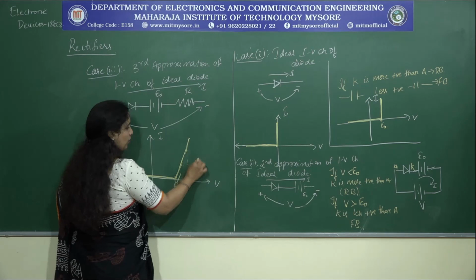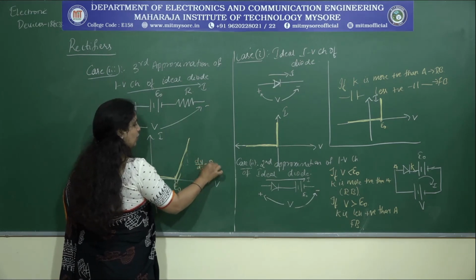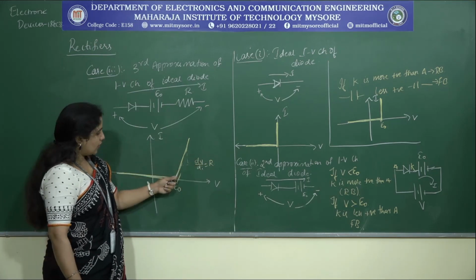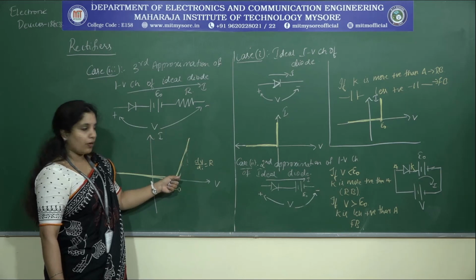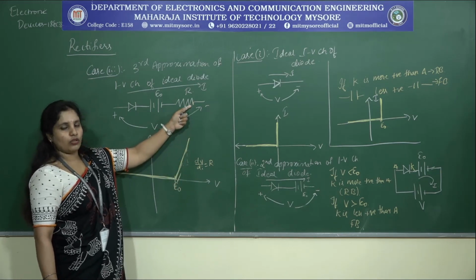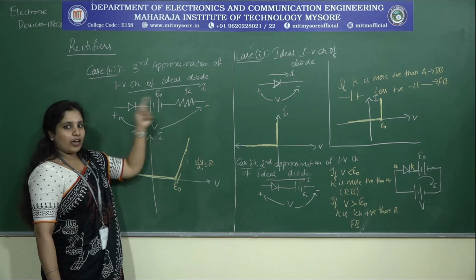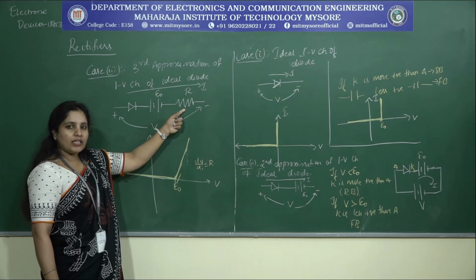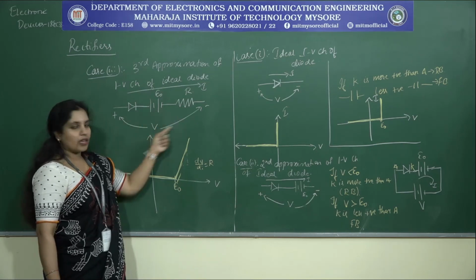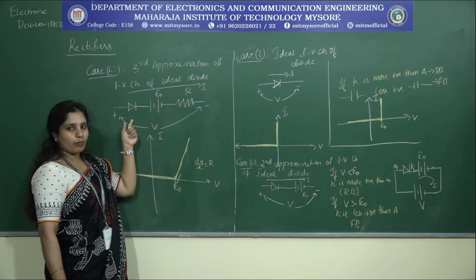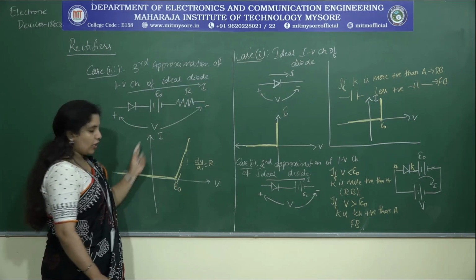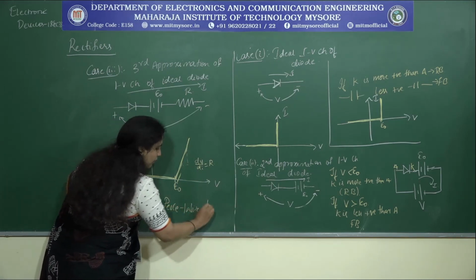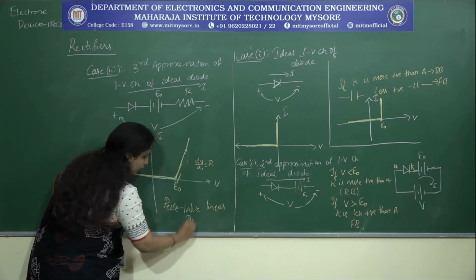How will I represent that slope? dV by dI is equal to R. That is a function of resistance, and this slope indicates the linear approximation because of the resistance that is involved. So in practical cases, I cannot have an ideal diode. There is certain resistance that is exhibited by the diode, which is referred to as a practical diode. So this is how a practical diode is represented. And this kind of approximation is what we call the piecewise linear approximation.